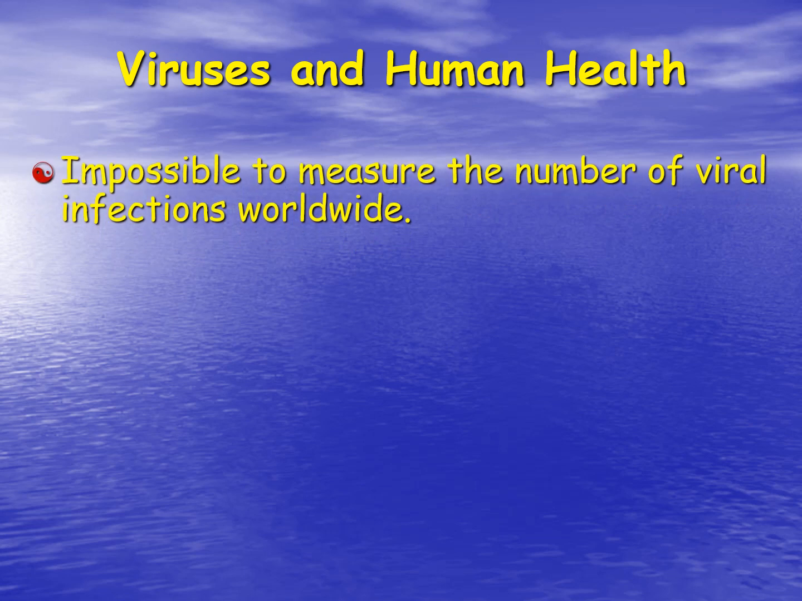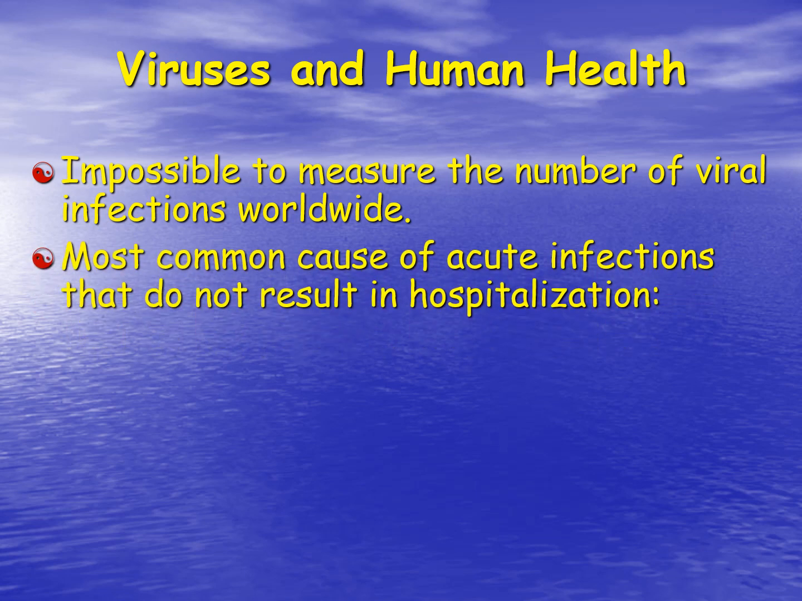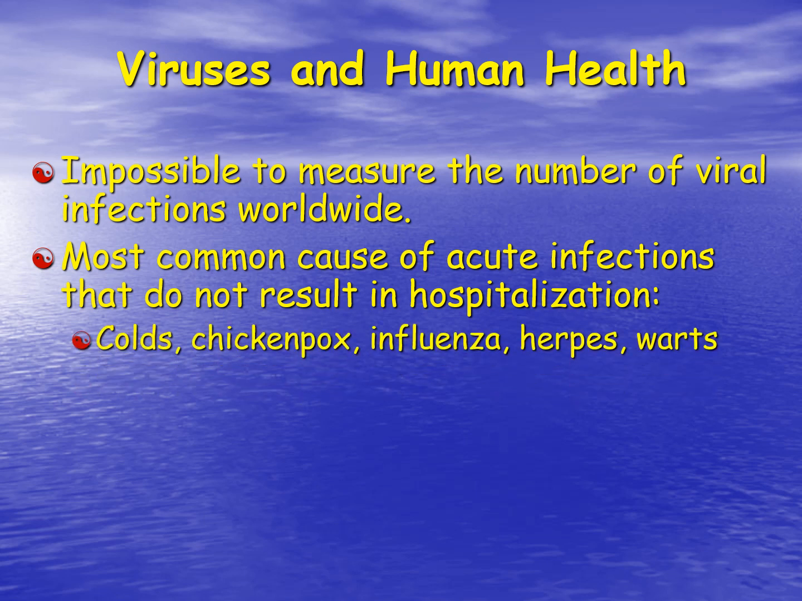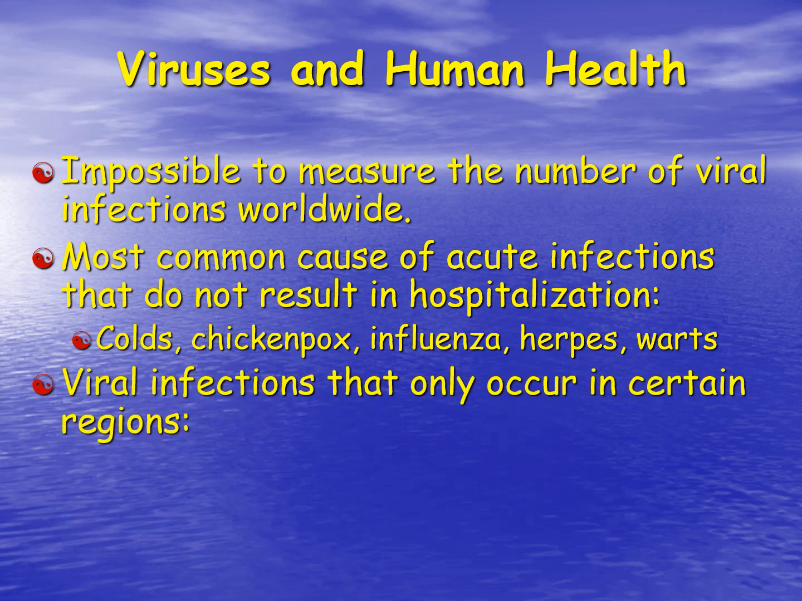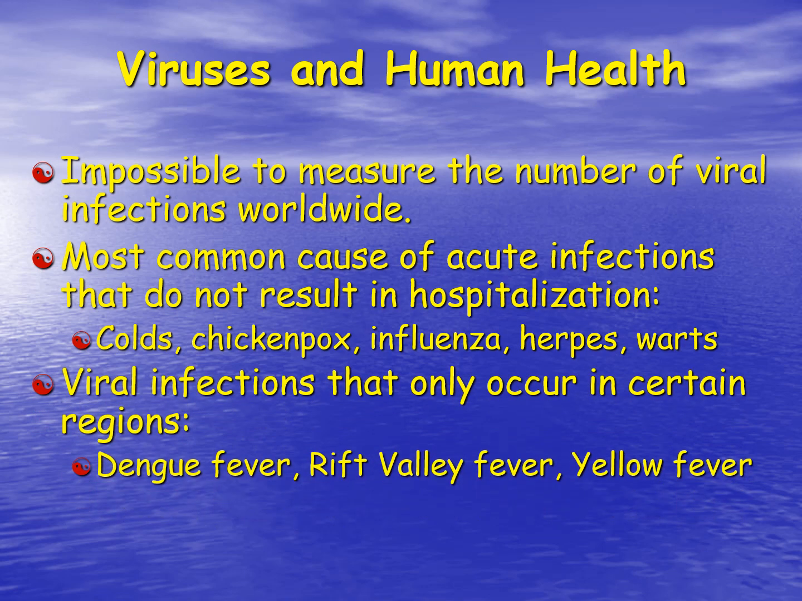Now, it is impossible to measure the number of viral infections that are seen worldwide. Most common cause of acute infections that do not result in hospitalization are going to be viral in nature. And this would include things like colds, chickenpox, influenzas, herpes, warts, etc. Viral agents that only occur in certain regions are like dengue fever, Rift Valley fever, yellow fever, and oftentimes this is because the virus is vectored by a particular vector found only in those certain regions.